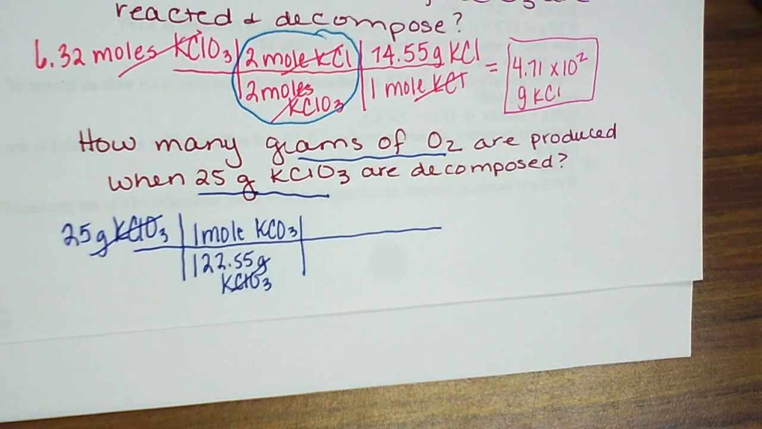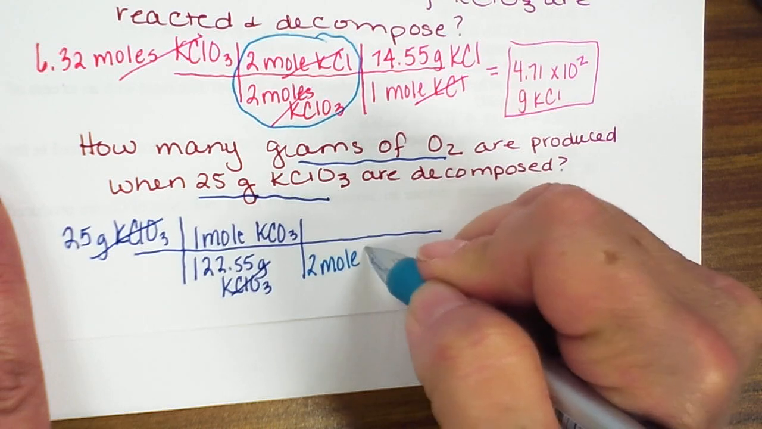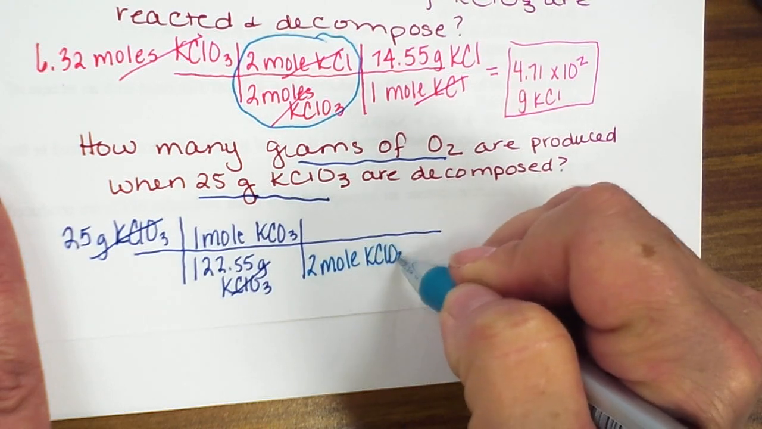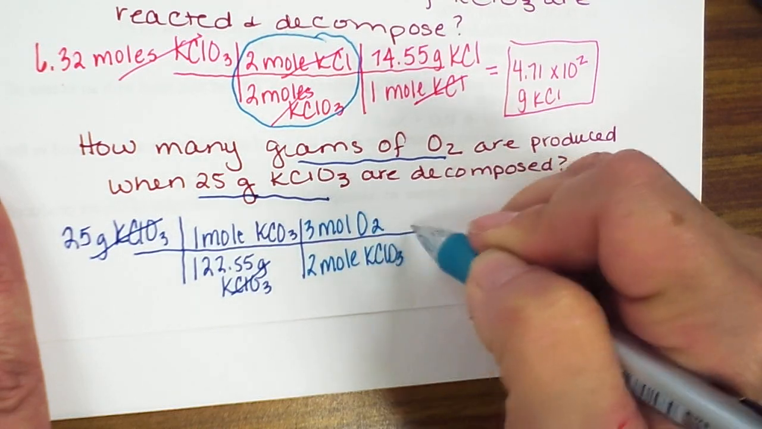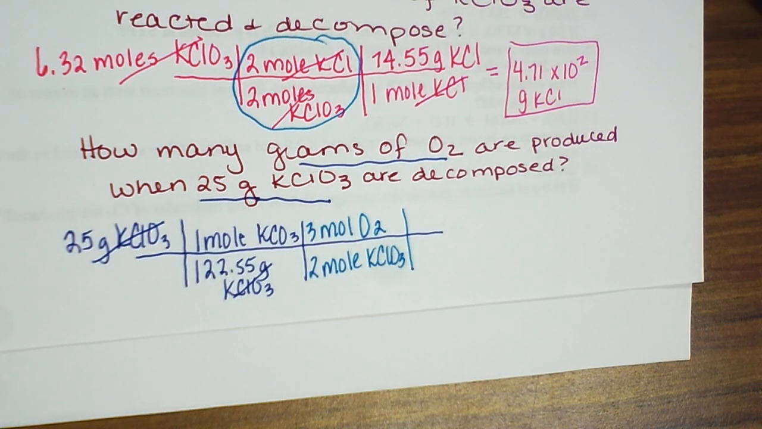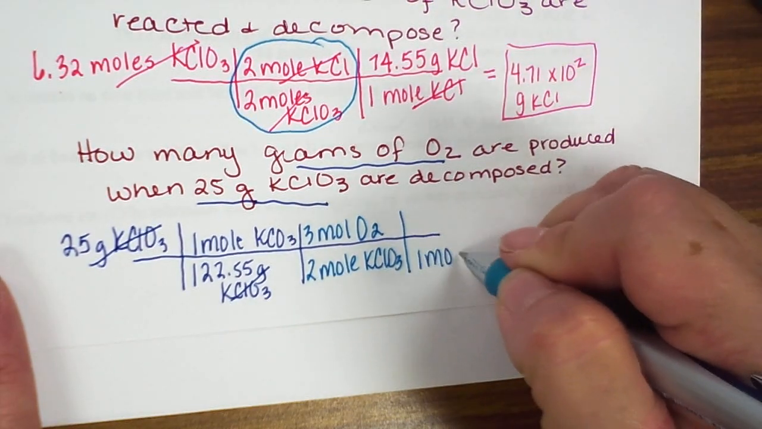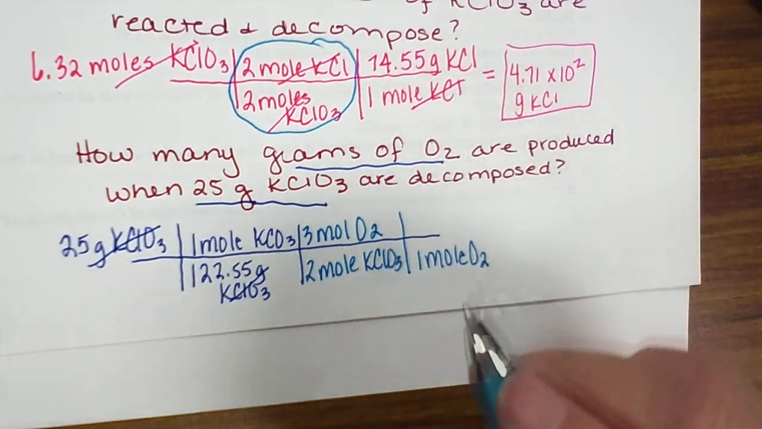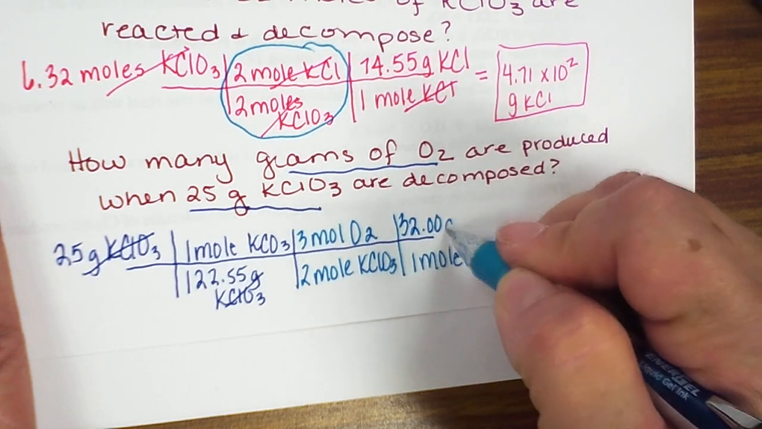And now I can use my molar ratio to switch from KClO3 to O2. So 2 moles of potassium chlorate to 3 moles of O2. And now I can keep going. 1 mole of O2, and I put up the molar mass over there, to 32.00 grams of O2.